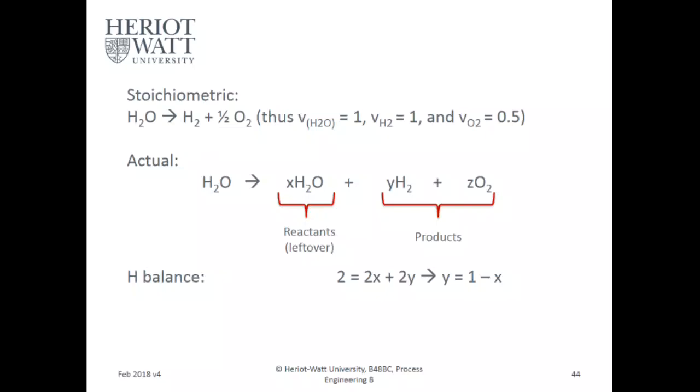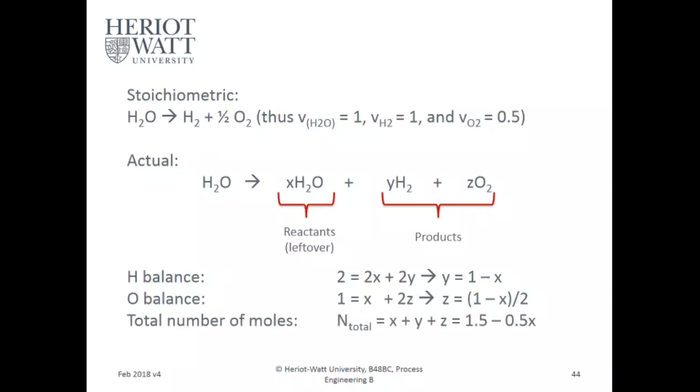So H balance would be 2 equals 2X plus 2Y. And it turns into Y equals 1 minus X. O balance, 1 equals X plus 2Z, so Z equals (1 minus X) over 2. And the total number of moles, N total equals X plus Y plus Z equals 1.5 minus 0.5X.